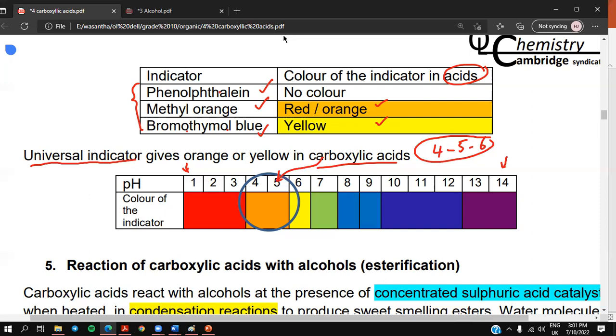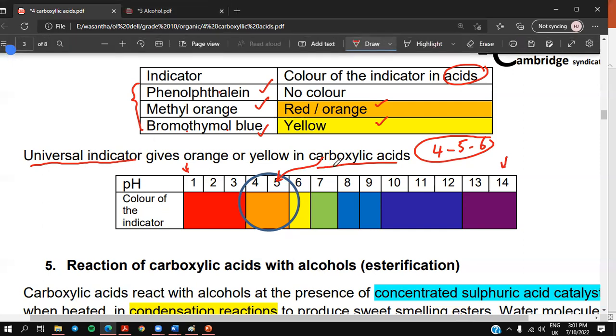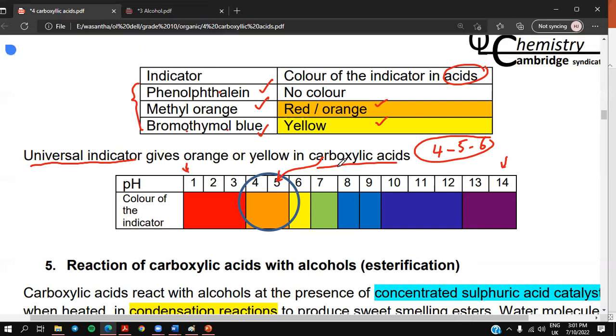If the acid you are testing is strong, very strong, then pH will be 1, 2, 3, color will be red. If the solution is neutral, color is green. For example, if you add some universal indicator into distilled water, you get green. If you add universal indicator into sodium hydroxide, probably a strong alkali, you can see a very dark purple color. So with indicators, carboxylic acids show different colors. You can see these colors in detail. Please make a note of these things and keep them for further studies.